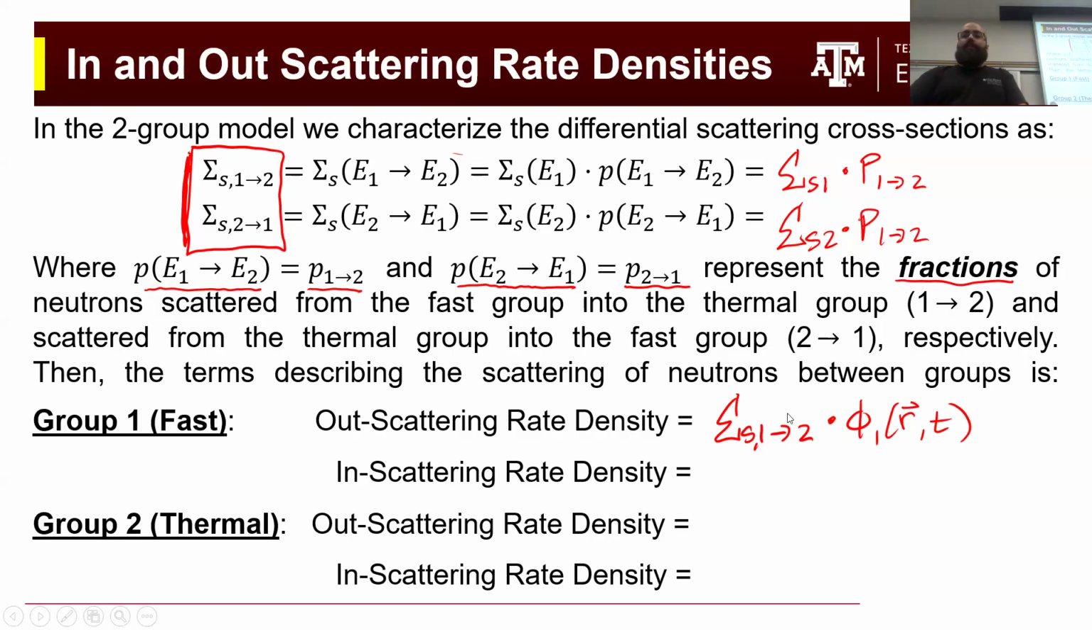I've got my cross section for neutrons that scatter to go from group 1 to group 2, multiplied by the flux of neutrons that were responsible for that reaction in the first place. Then the in-scattering rate density is going to be neutrons scattering from the thermal group into that fast group. So this is going to look like sigma s from 2 to 1. It's the thermal neutrons that are participating in these reactions to kick me into the fast group, so the multiplier here is going to be based on the thermal flux, phi2.